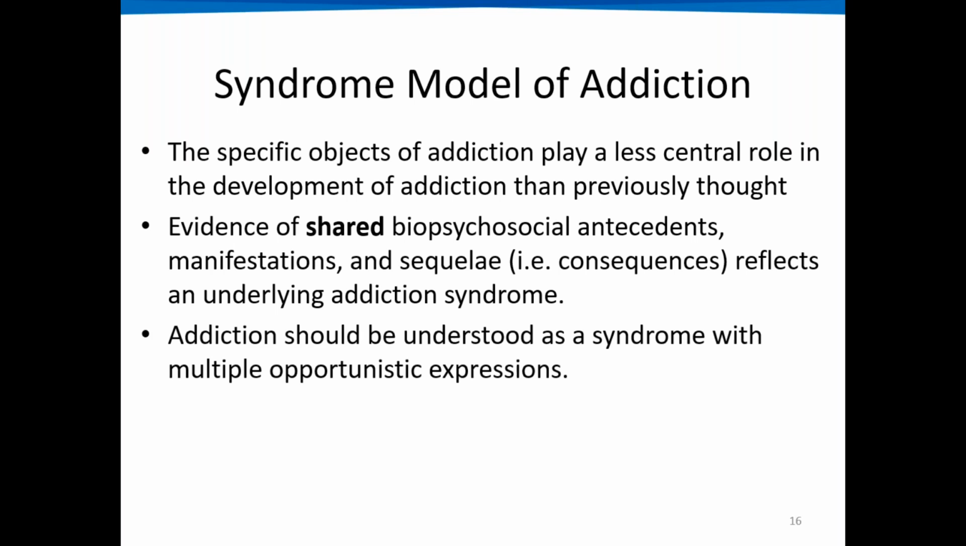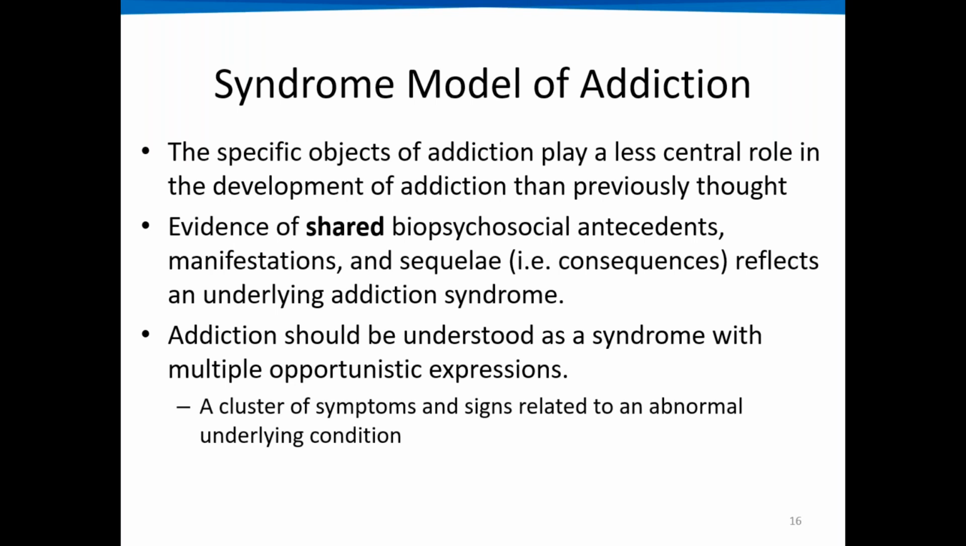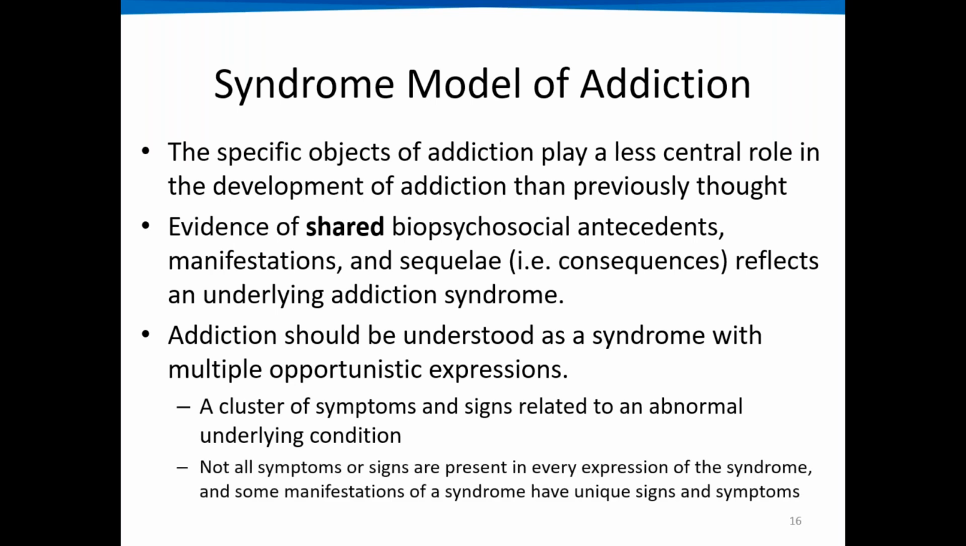Addiction should be understood as a syndrome with multiple opportunistic infections. A syndrome is simply a cluster of symptoms and signs related to an abnormal underlying condition. And not all symptoms or signs are present in every expression of the syndrome. And some manifestations of a syndrome have unique signs and symptoms. A useful analogy is to the early days of the AIDS epidemic, when some people presented with lung infections, others presented with lymphomas and other cancers. And at the beginning, these rare diseases were not yet recognized as opportunistic infections of an underlying immune deficiency syndrome.